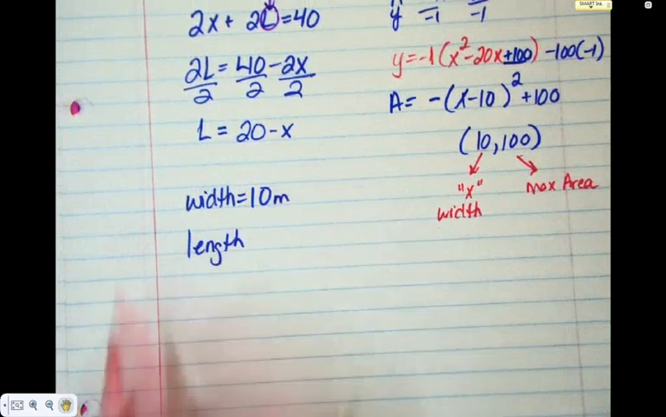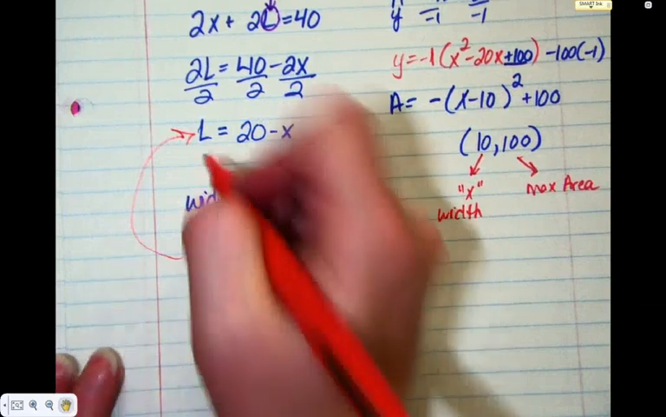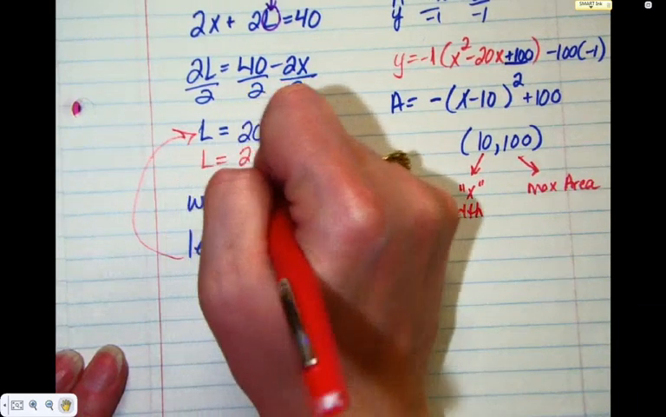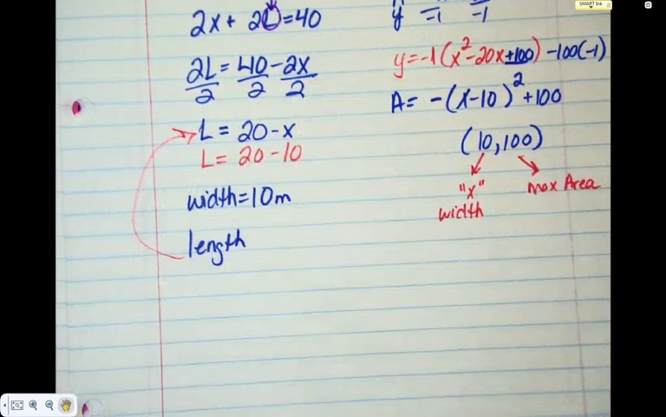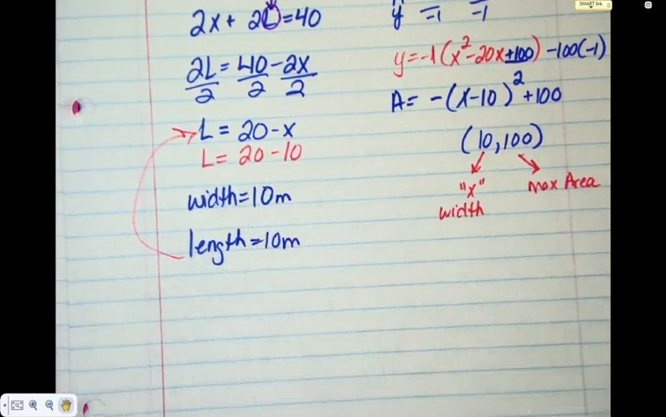Well, the length is going to come from this expression we had right up here. So what do I know about the value of x? It's 10. What's 20 minus x? 10. What did our spreadsheet say were the best dimensions to get the largest area? 10 by 10.